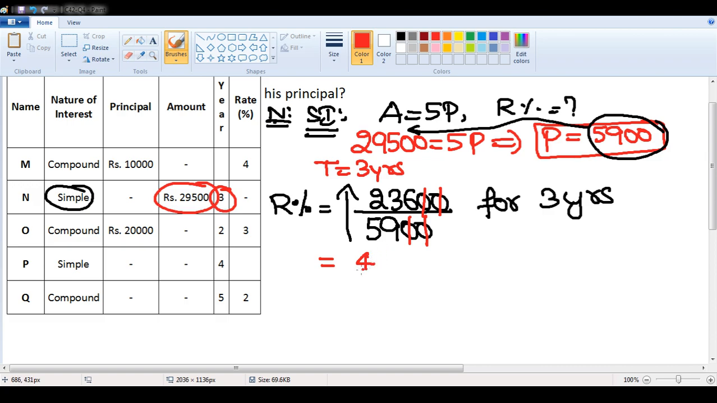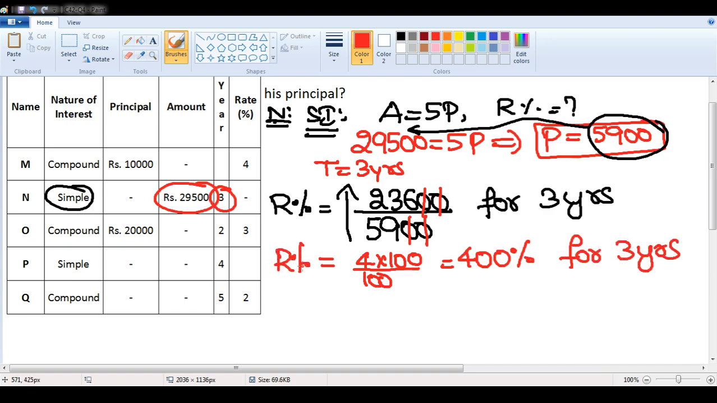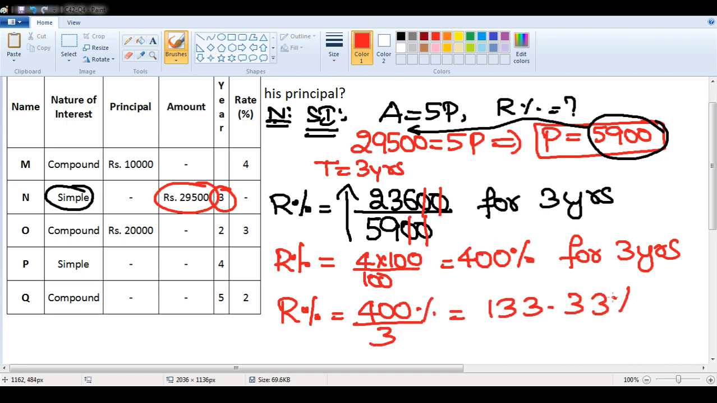If I want to write in terms of percentage, multiply and divide by 100. That means totally I got 400 percentage as the interest for 3 years. For 3 years it is 400 percentage, but rate of interest is always for 1 year. For 1 year it is 400 divided by 3 percentage, which is nothing but 133.33 percentage. I hope it is clear. It is 133.33 percentage.